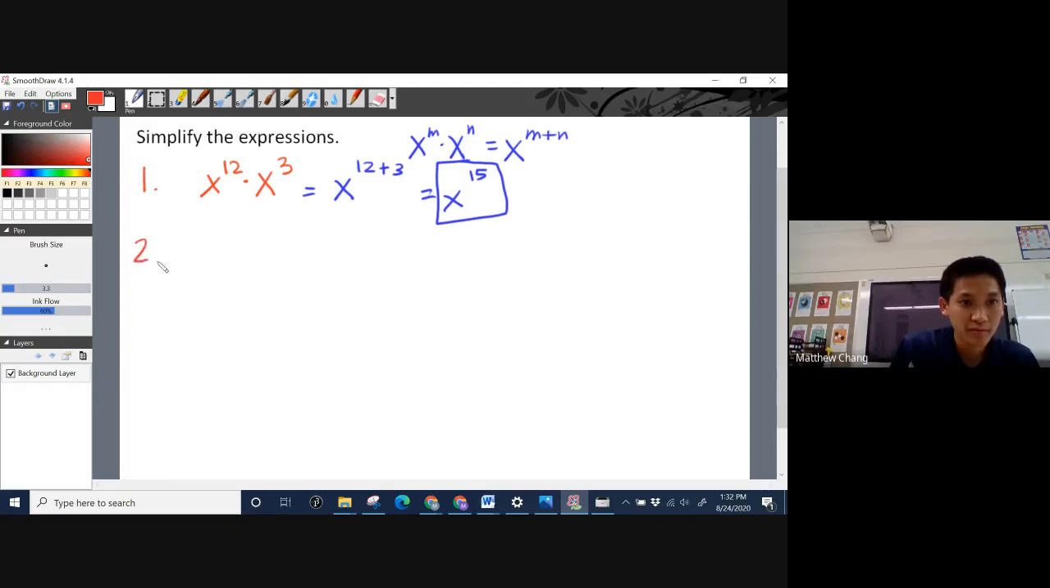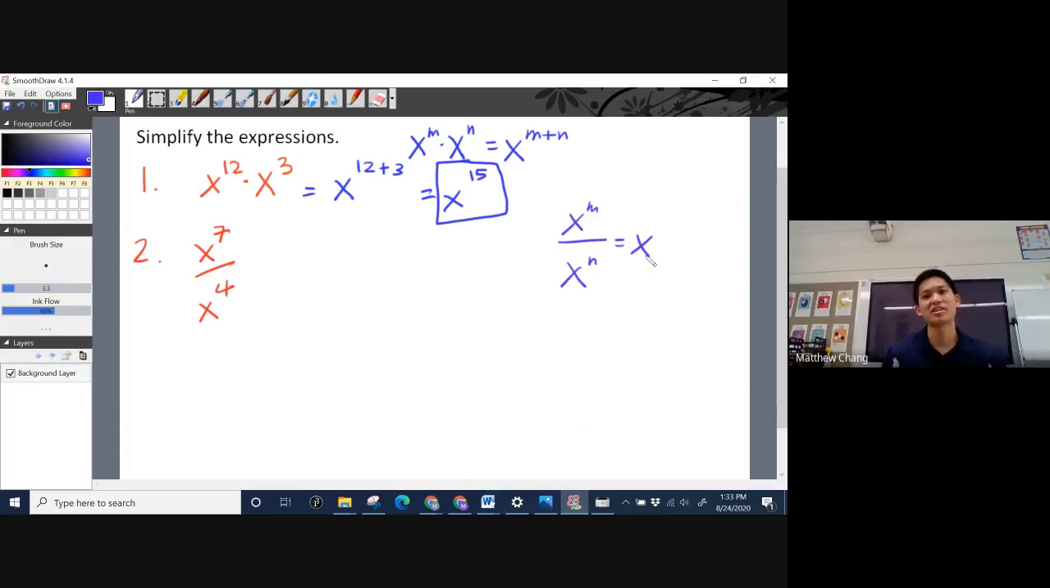Number 2. x raised to the 7th divided by x raised to the 4th. Now this one will use the rule x raised to the m divided by x raised to the n. If you see division here and the bases, the x's, are the same, what you would do is subtract the exponents. So this is just x raised to the 7 minus 4, which is x cubed.